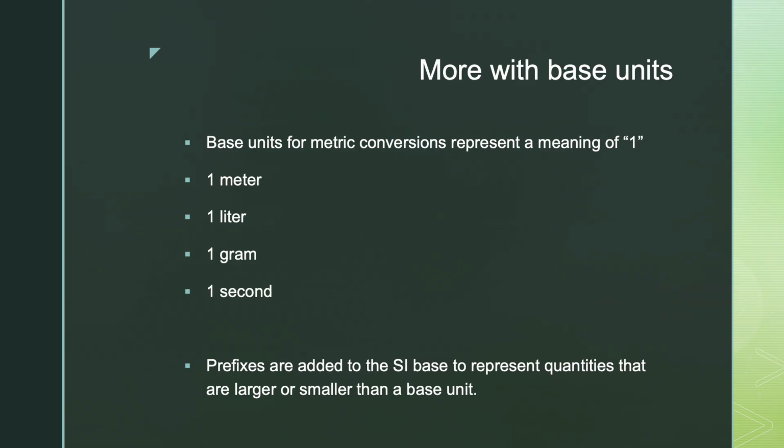So when we're looking at our base units for metric conversions, they represent the number 1. As we look at our metric prefix chart, we need to understand that when we're referring to the base unit, it's representing the number 1. In other words, 1 meter, 1 liter, 1 gram, and 1 second. And then we can add prefixes to any one of our base units, and that's going to make our value larger or smaller depending on the prefix.